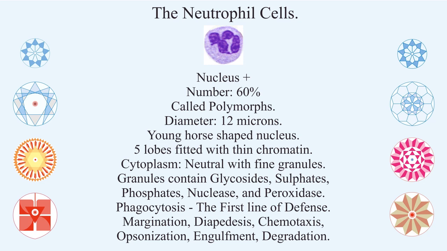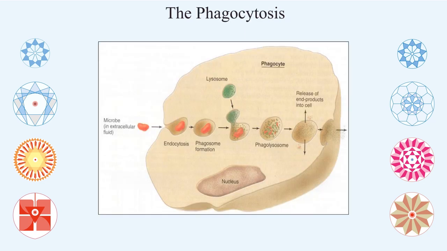And the prime function of neutrophil is phagocytosis, the first line of defense. It also centers around marginalization, how they get margined, how diapedesis takes place, how chemotaxis takes place, how opsonization takes place, how engulfment takes place, and how degradation takes place. These 6 to 7 stages of defense, they center around phagocytosis, is something which neutrophil is a very good example. Now let's see that particular picture clearly.